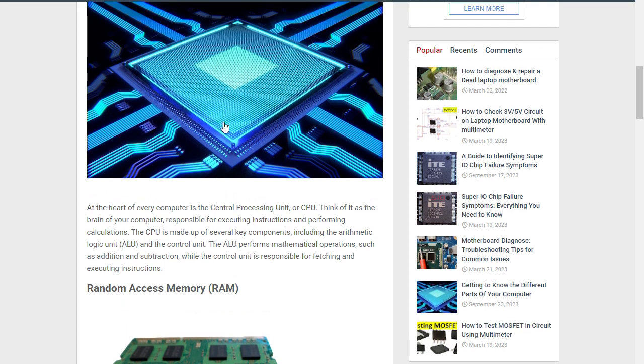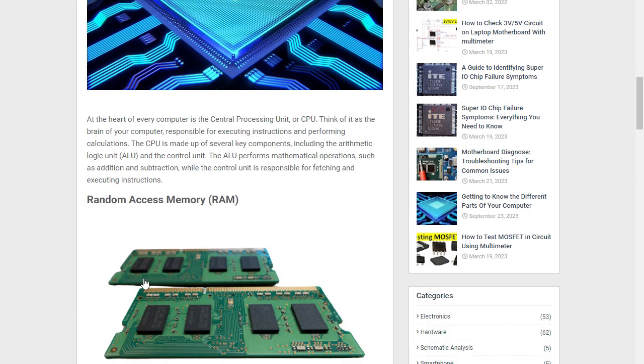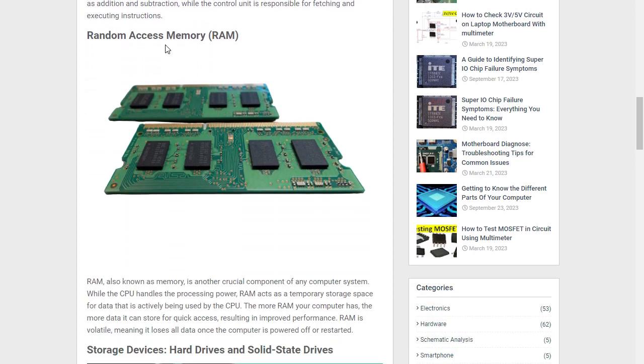In the CPU, you can find two major parts: the arithmetic and logic unit that makes calculations, and the control unit that controls other components on the motherboard. The arithmetic logic unit performs mathematical operations such as addition and subtraction, while the control unit is responsible for fetching and executing instructions. So we have then RAM, or random access memory.